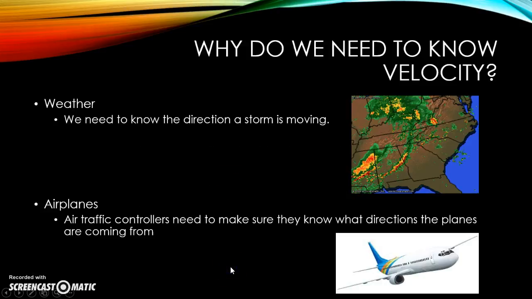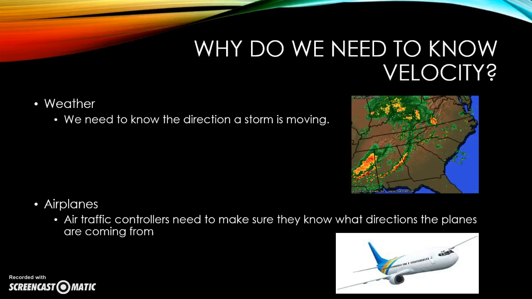So why do we need to know velocity? Well, the first one is the weather. We need to know the direction a storm is moving. Now, storms generally move from west to east, or in our case, they come from the south, usually. Sometimes they come from the east, but that's on rare occasions. The last one that we had came from the south.